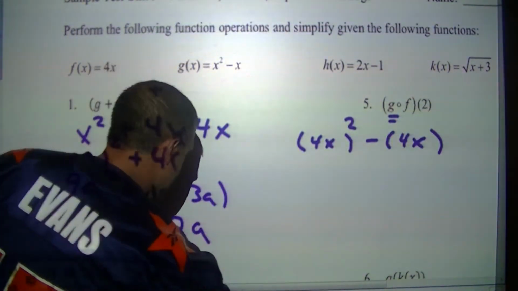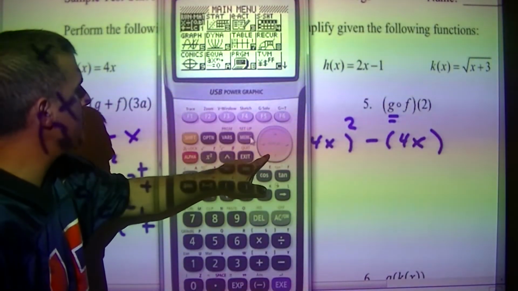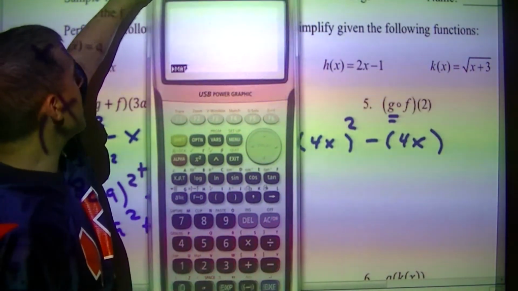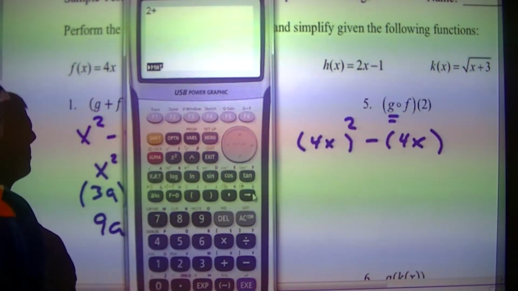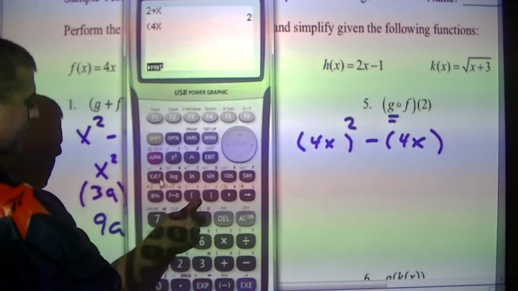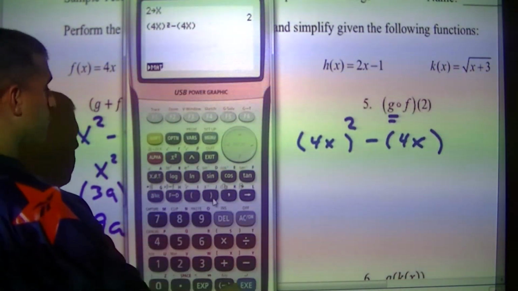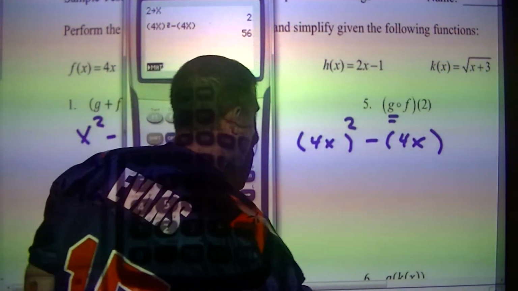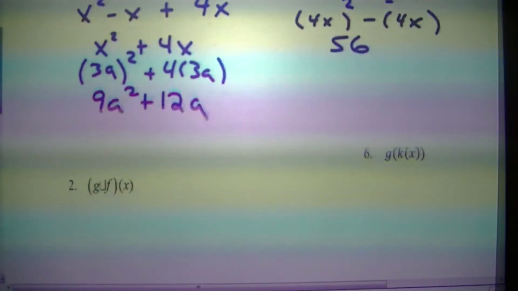Now, since it says 2, I'm going to go into my calculator. I'm going to go to run. Since they want me to find a value, I'm going to put 2 in, then this arrow, then 4x, and I'm just going to type it in exactly like I see it. I would use this tool so you don't make any mistakes in the calculation. So that's 56. Moving right along.